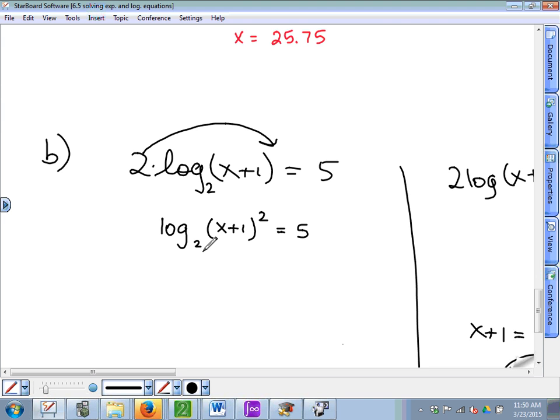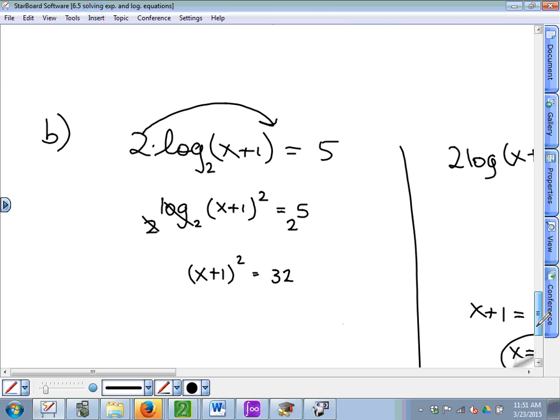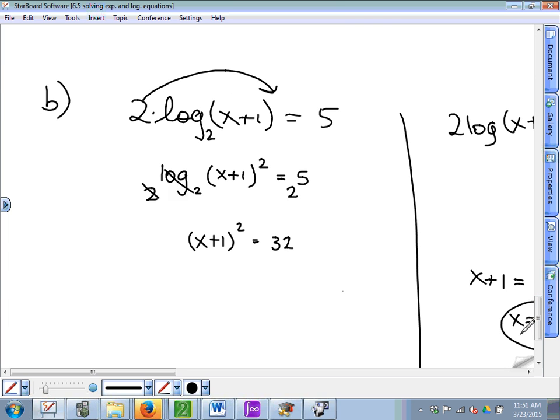What gets rid of log base 2? So the next step would be to use a base of 2 on both sides. 2 cancels log base 2. So you have (x plus 1) squared equals 32. Why did you get 32? 2 to the 5th power. It's 32.